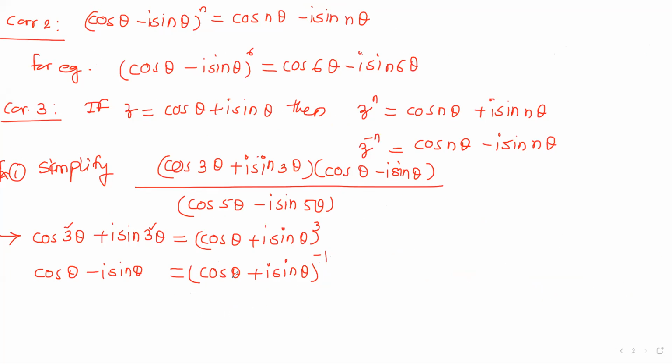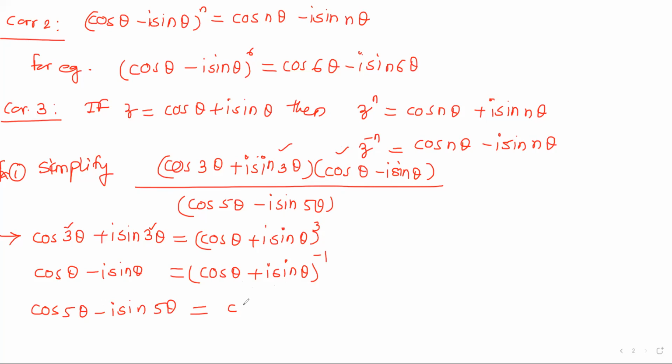This is cos of minus theta minus i into sine of minus theta, right? Cos minus theta is cos theta and sine minus theta is minus sine theta. So that minus and this minus become plus, right? And therefore this term is also simplified. Now we will simplify this term as well. Cos 5 theta minus i into sine of 5 theta.